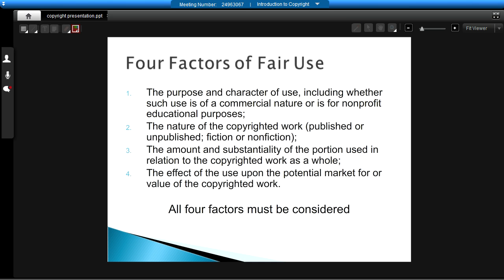And finally, whereas educators tend to think that the first factor is the most important, those who own commercially valuable content believe the fourth is the most important. And this is the effect of the use upon the potential market for or value of the copyrighted work. So people think that just because they have a copyright to a feature film or a song, and that there is a potential market for that, that means nobody should be allowed to copy it ever. But in fact, there are 3 other factors that have to be taken into account when one is doing a fair use analysis.